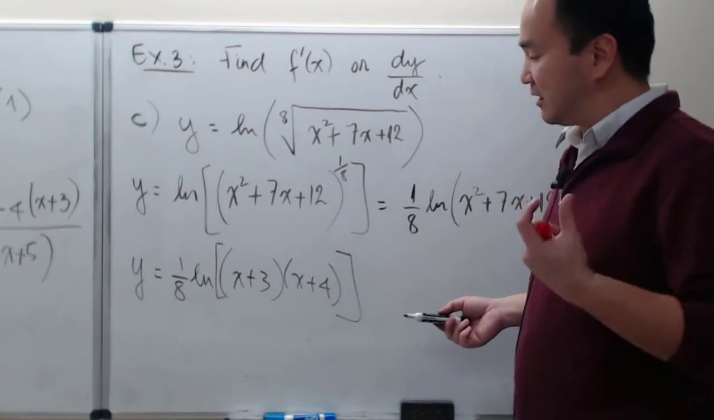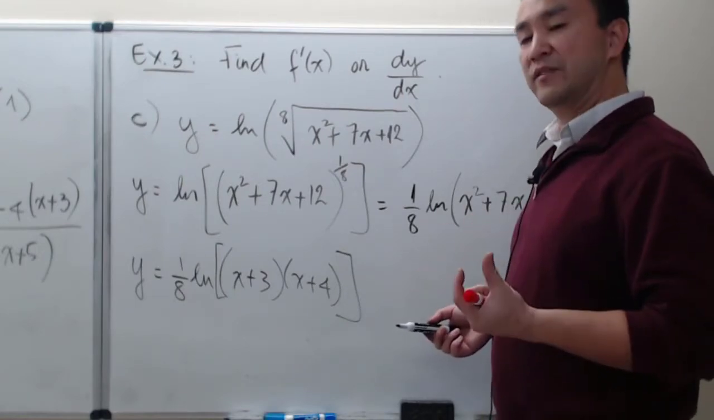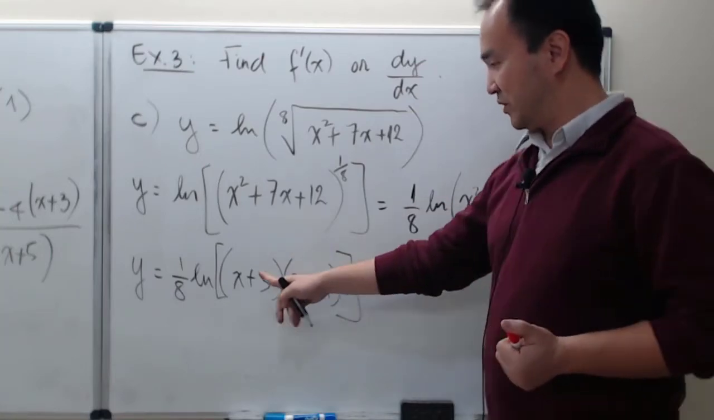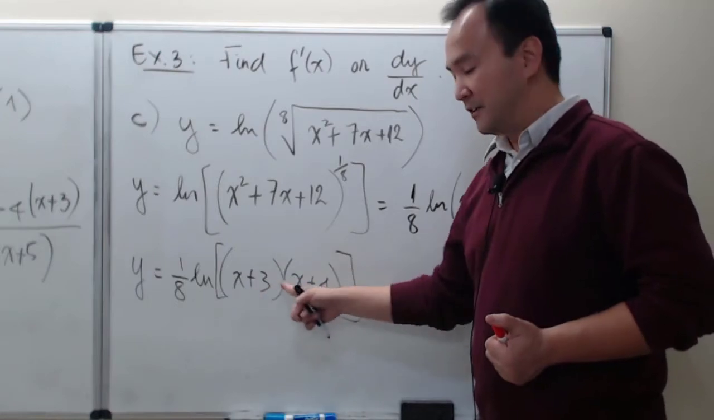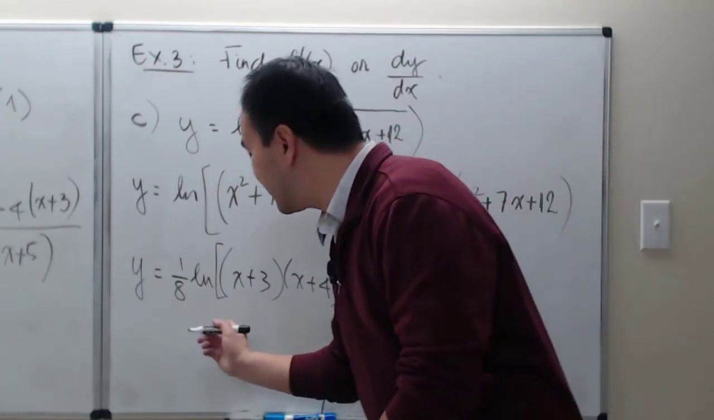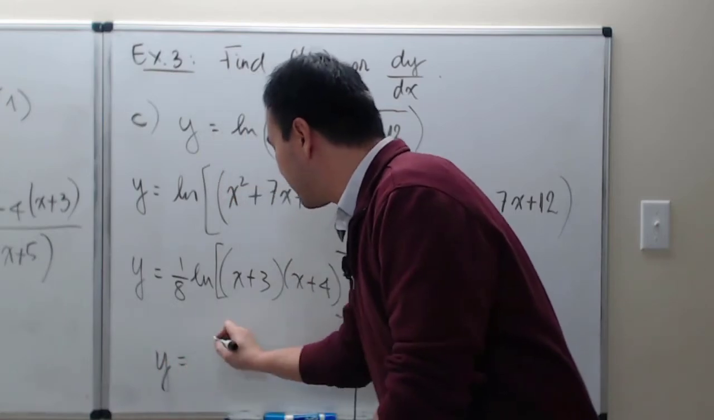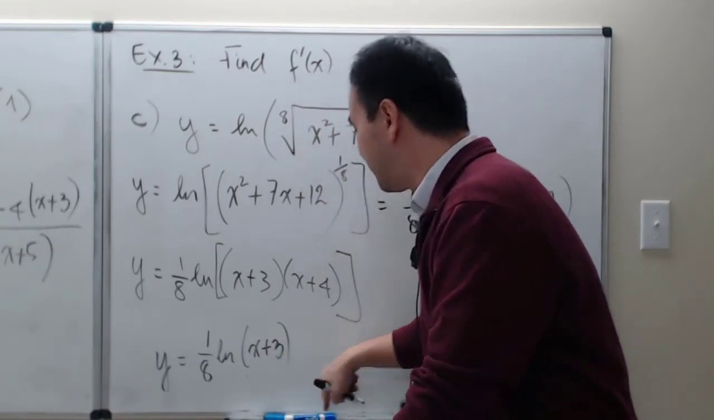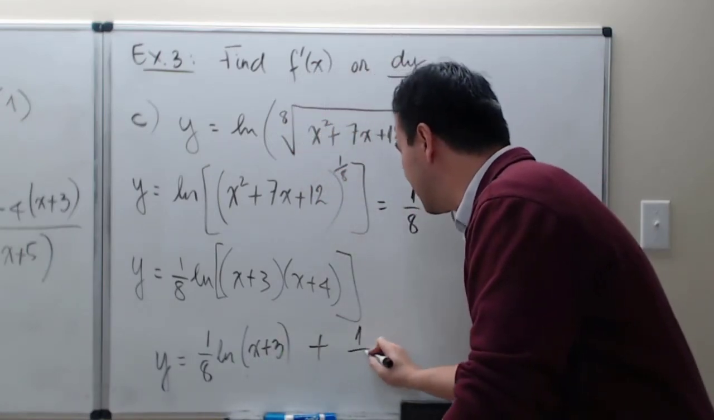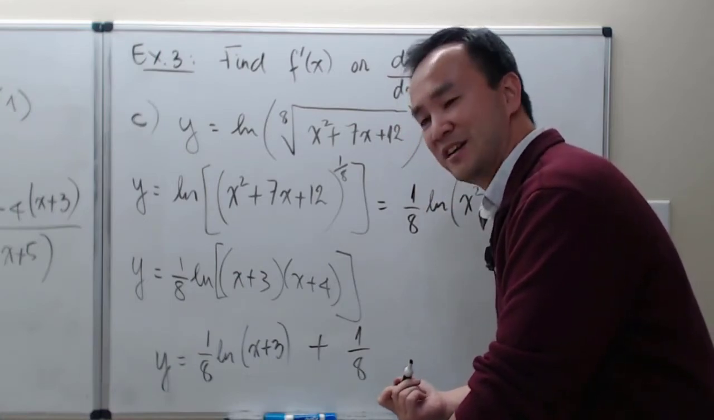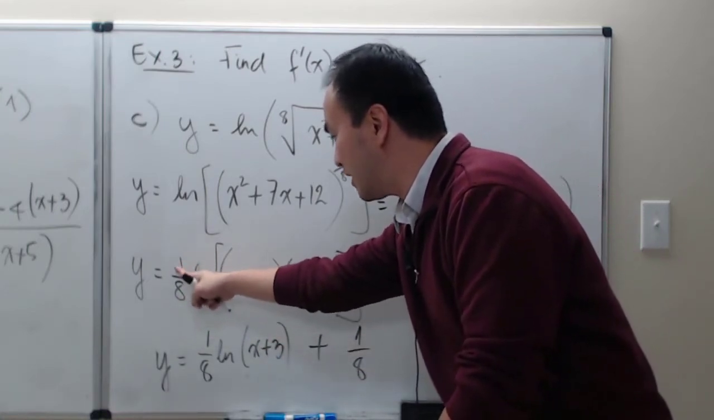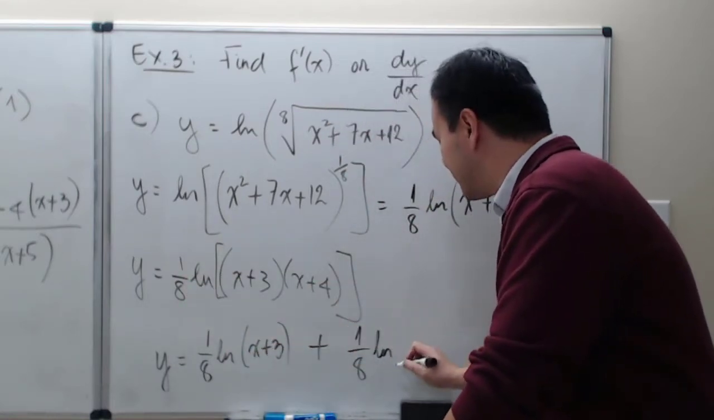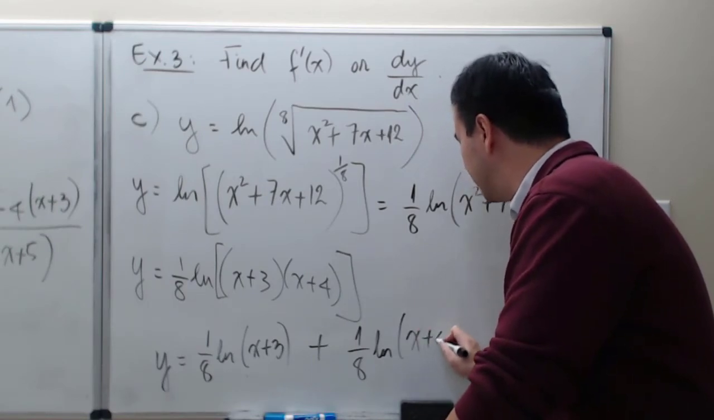Because each little chunk is a lot easier to find the derivative of, including the chain rule steps being chained in there. Now that we have recognized it this way, as a product of two factors, we can write our final function as y equals 1/8 times natural log of x plus 3, plus a separate 1/8 times natural log of x plus 4. Allow me to skip the step of keeping the 1/8 as a common factor; it is a common factor, but I already distributed it.